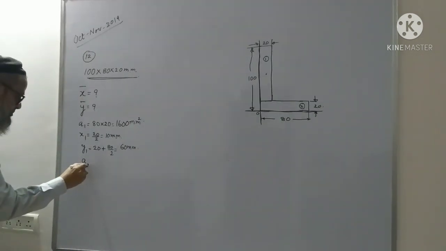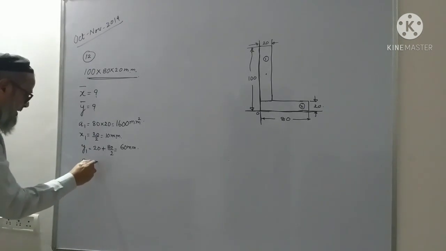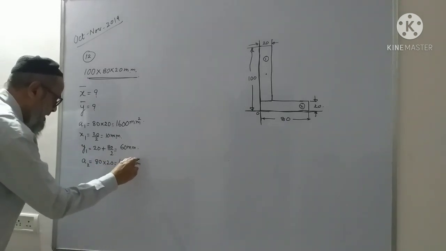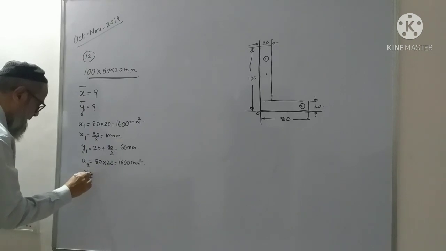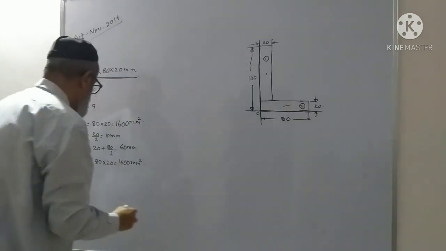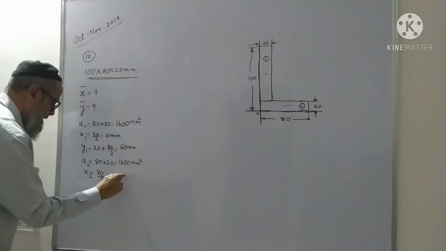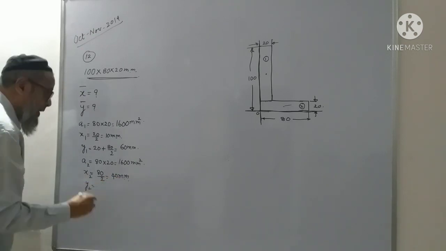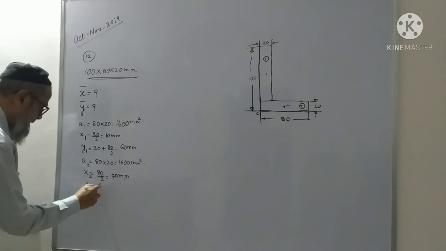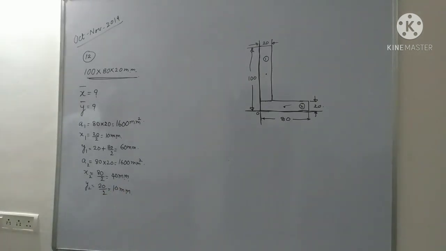Then A2 will also be, now this is the rectangle, 80 by 20, that is 1600 square mm. X2, that is the horizontal distance from here to the center of gravity of this, will be 80 by 2, that is 40 mm. And Y2 will be this distance from here to the center of this rectangle, that is 20 by 2, which is 10 mm.